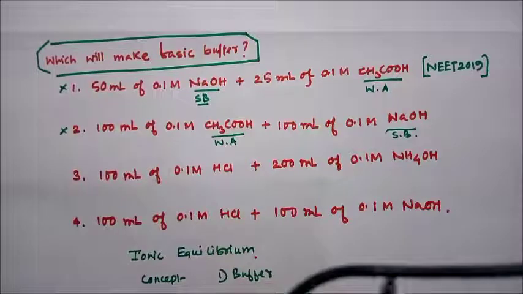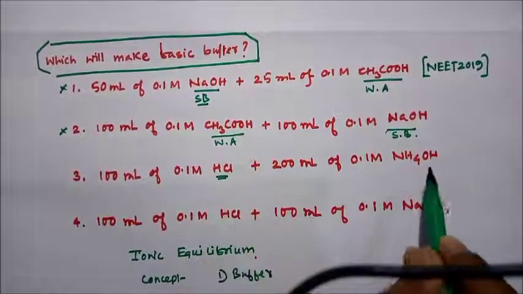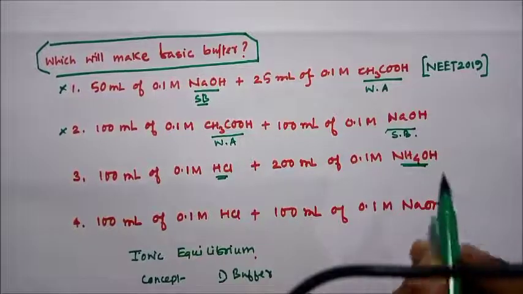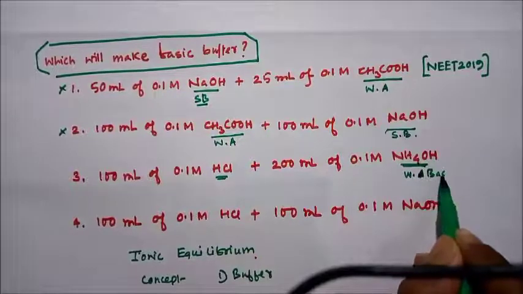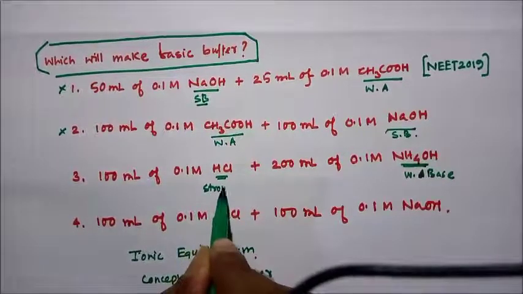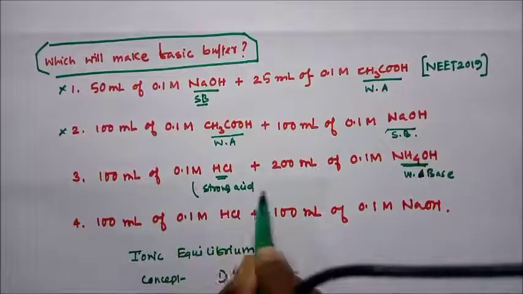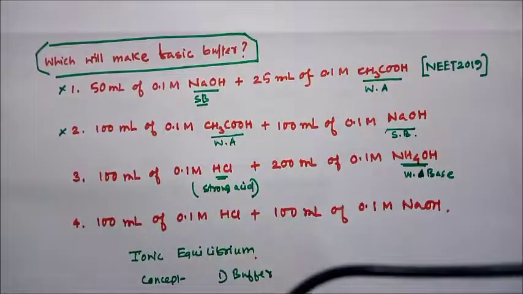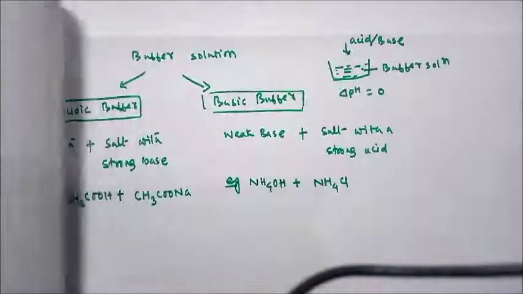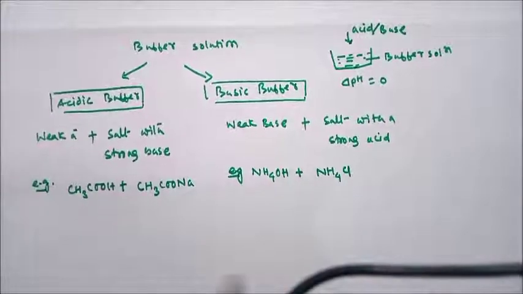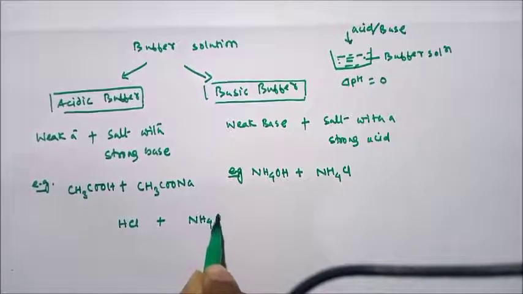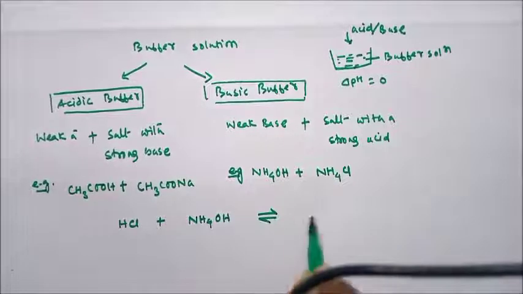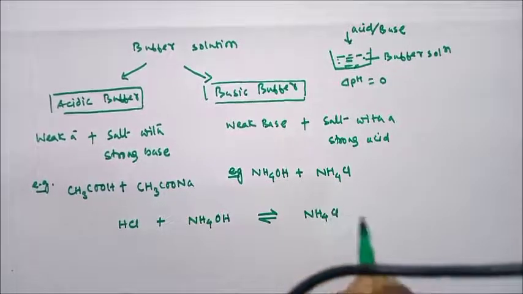You see in option 3, here it is HCl and it is ammonium hydroxide. So it is a weak base and it is a strong acid. Now we have to see the amount of these two in the mixture, whether it will form a buffer solution or not. You know that when an HCl solution reacts with ammonium hydroxide, a neutralization reaction will happen and it will form ammonium chloride and water.